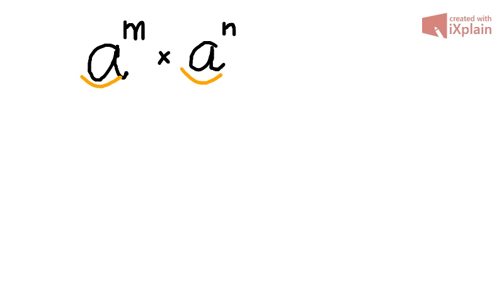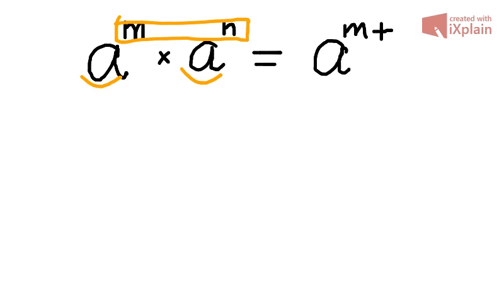The rule of indices says that if we have two powers of the same base, so in this case the first power is a to the m, the second power is a to the n, both have base a, so the bases are matching. So when that happens, multiplying the powers of same base, we keep the base and we add the powers. So our final answer here should be something like that.